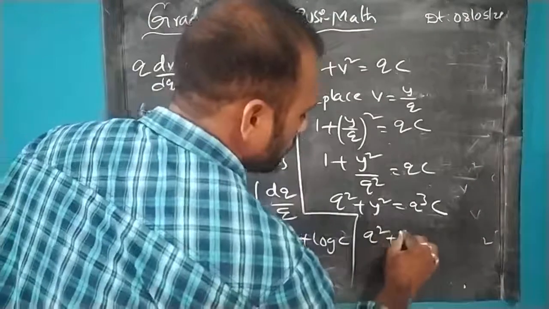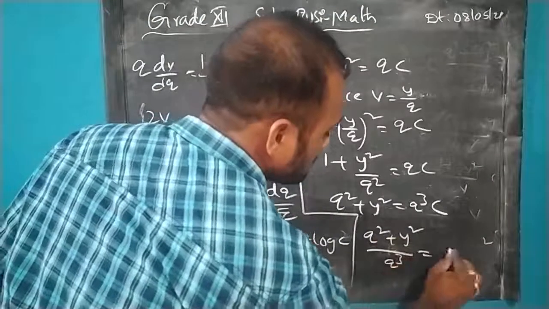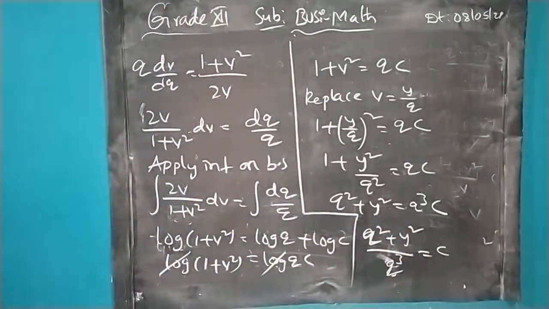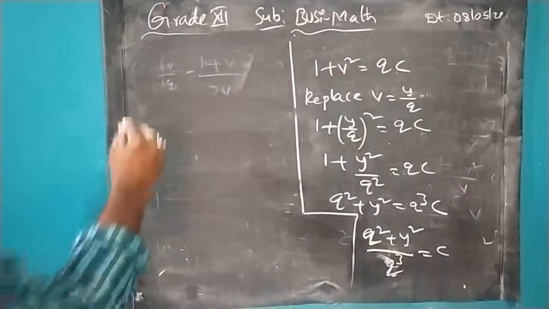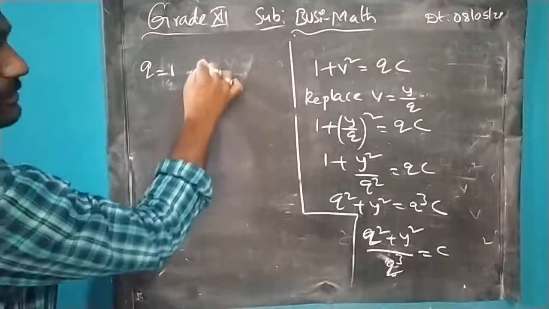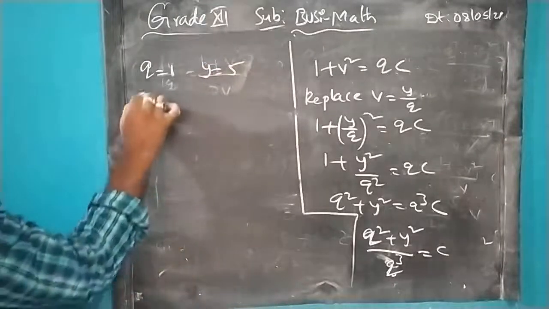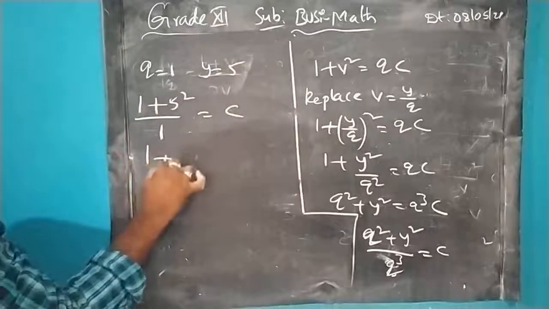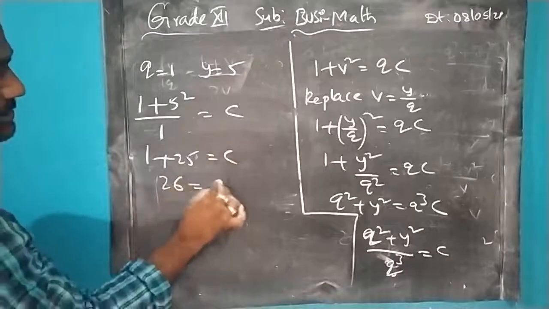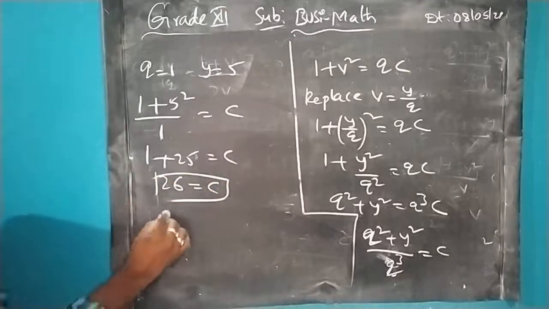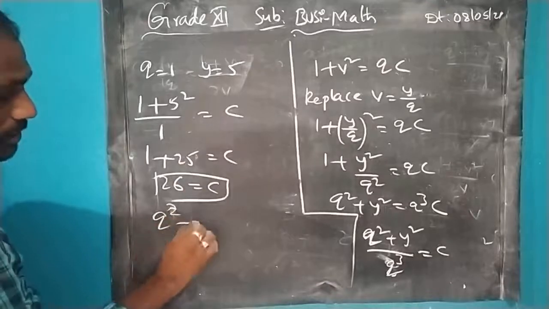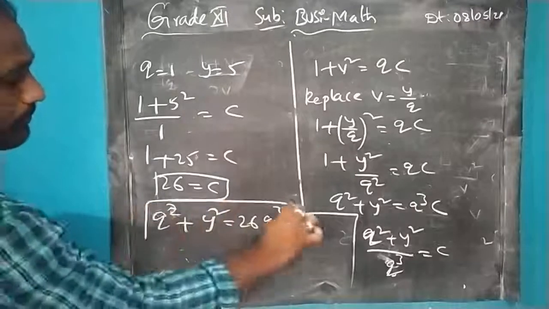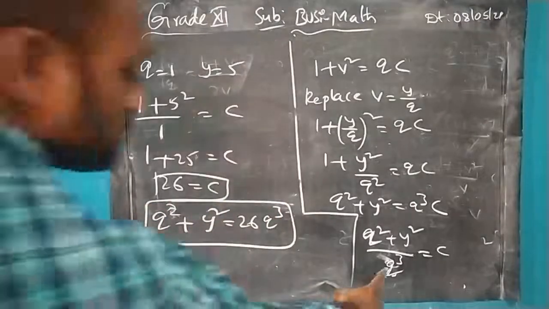Next step we can write q square plus y square by q cube is equals to c. So in the question given that q output is 1 and y value is 5. So it will be 1 plus 5 square by 1 cube is equals to c. That is 1 plus 25. So 26 is equals to c. So if I substitute there, then the final equation will become q square plus y square is equals to 26 q cube. Means I'm just transposing this q cube to the other side.